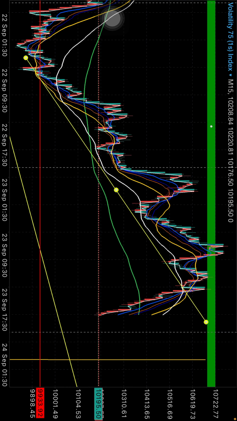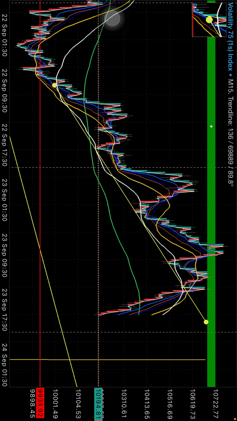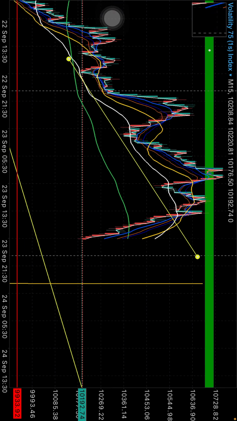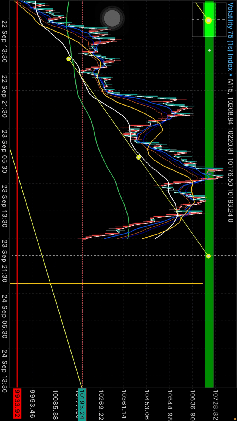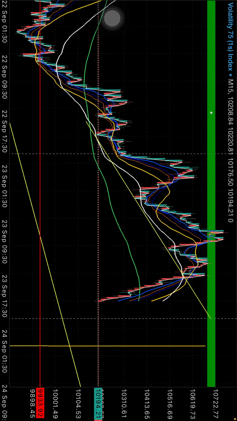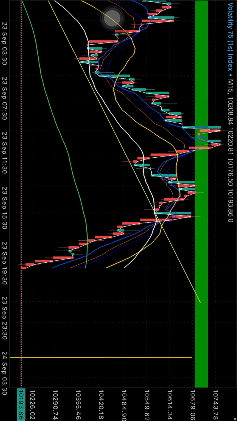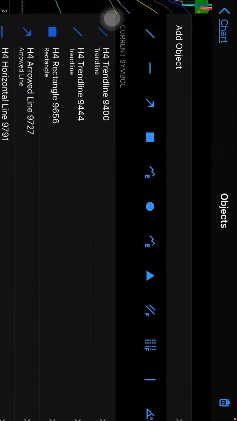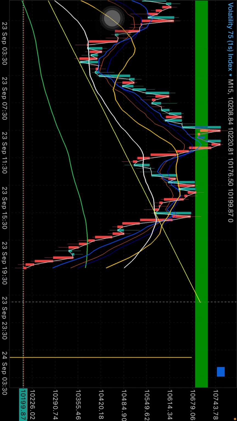Okay, so we connect all points. We could draw it even here, doesn't matter, right? Connect 3 or more points, right? So 3 points is good enough, right? And we wait for the market to break. Did it break? The market did break, and we now look for a reversal entry here, right?